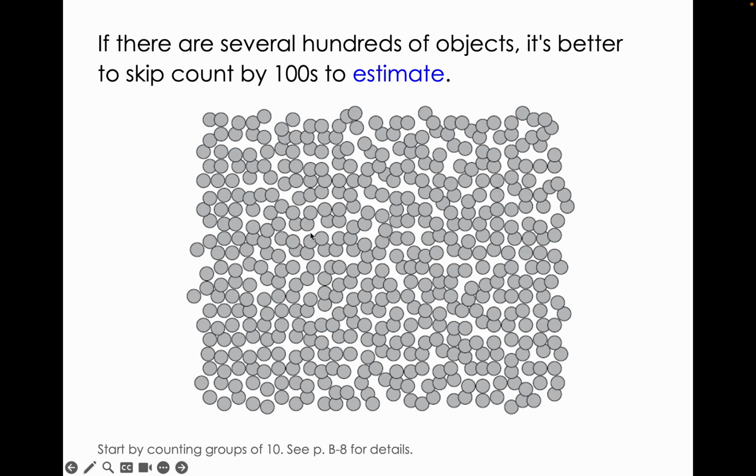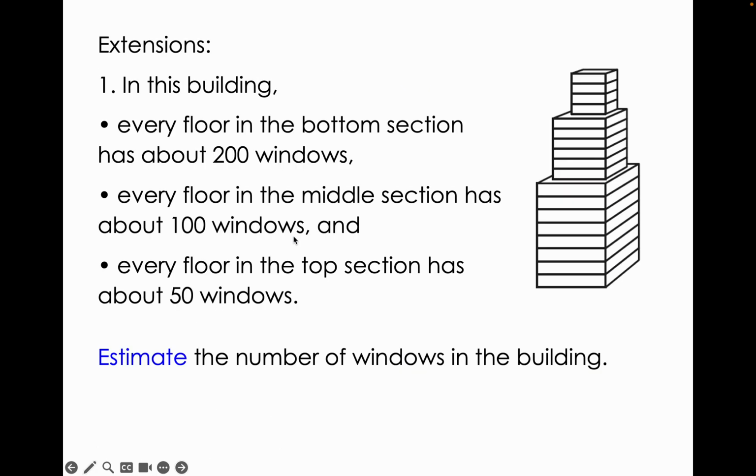So we could say 100, 200, a little less, but maybe call it 300, 400, 500. Maybe I would say that's about 600. Okay, you start by counting groups of 10, but then you multiply that to make a group of 100, and then you count by hundreds.